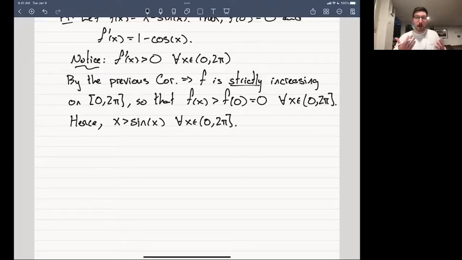But there's a lot more x's to consider, right? What if x is bigger than 2 pi? But since 2 pi is bigger than 1, right? It's like 6.28 whatever.